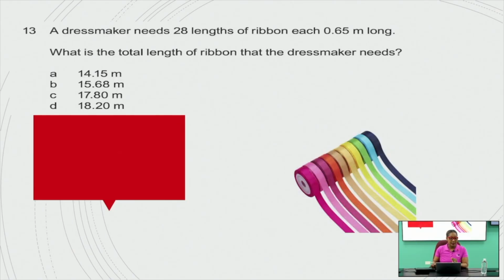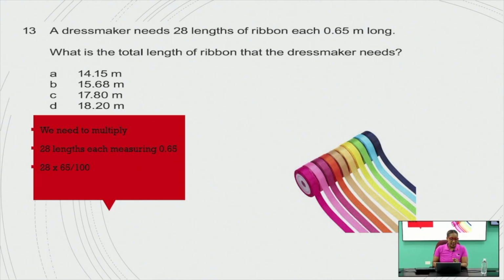So our next question, question 13. Question 13 is, a dressmaker needs 28 lengths of ribbon, each measuring 0.65 meters long. What is the total length of ribbons that the dressmaker needs? What is required here? We need to multiply. What does that look like? What are we multiplying? We have 28 lengths, and each length must measure 0.65.